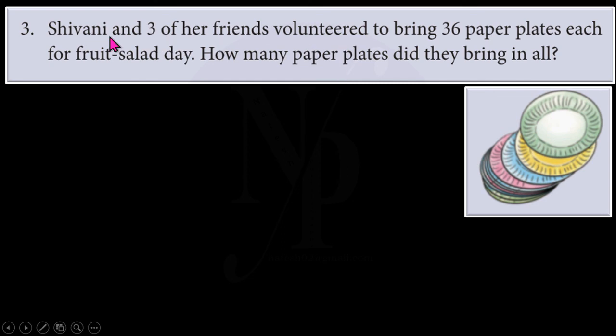You should be careful in this question. When you look at the number 3 here, there is a possibility of multiplying 36 by 3 and you may go wrong. You need to include Shivani also. Therefore, 3 plus Shivani, there will be 4 members bringing paper plates. Each of them is bringing 36 paper plates. Therefore, you should multiply 36 by 4.